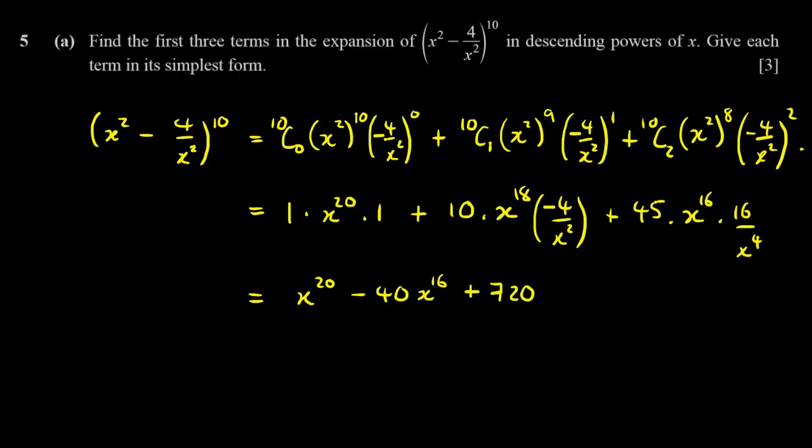And I've got x to the power of 16 divided by x to the power of 4, which is x to the power of 12, because I subtract the powers. And I've got other terms as well, but I'm not interested in those. Okay, so that should be the answer for part A. So now let's have a look at part B.